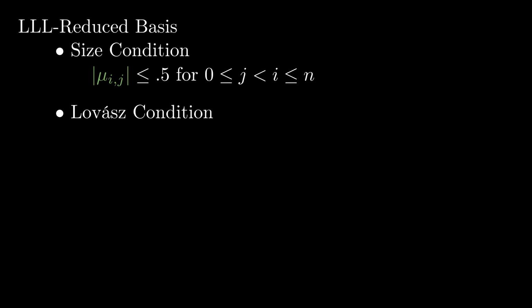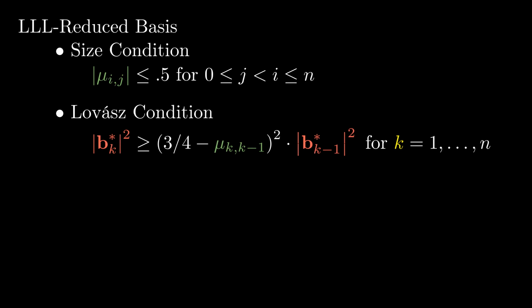What the size condition says is that the magnitude of each mu ij does not exceed 0.5. What this buys us is a guarantee that the outputted basis is length reduced. The Lovasz condition is a little bit harder to state, so I won't bother reading it out loud for you. It's also a little bit hard to say intuitively what this should do to our basis.